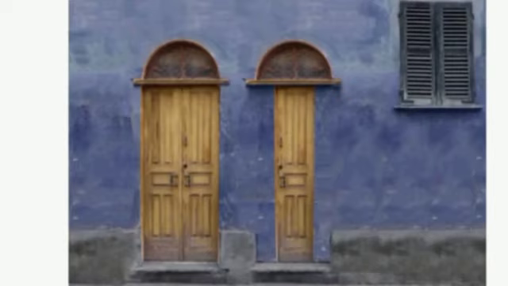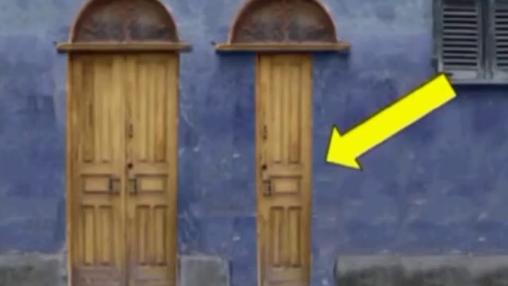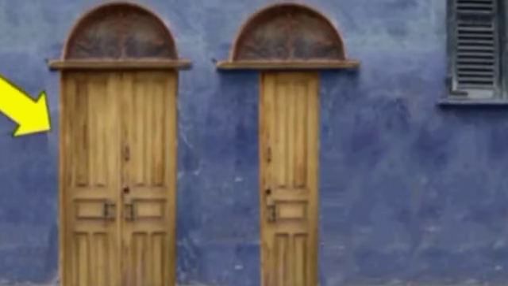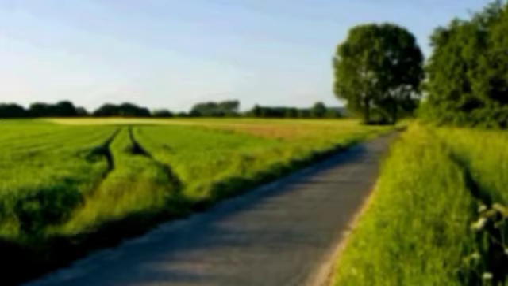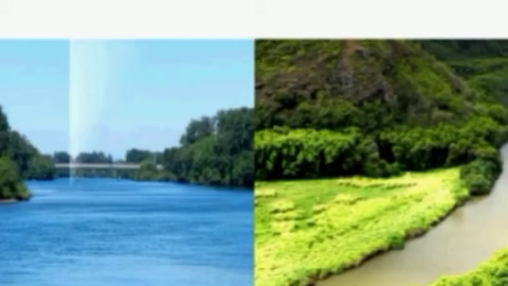Which door is narrow? This door is narrow. This door is wide. Which road is narrow? This road is narrow. And this road is wide. Which river is narrow? This river is narrow. This river is wide.